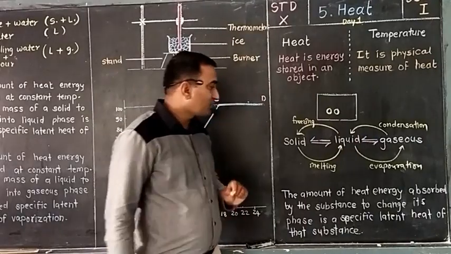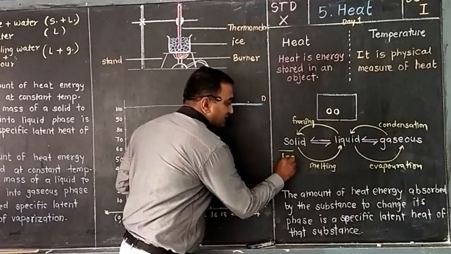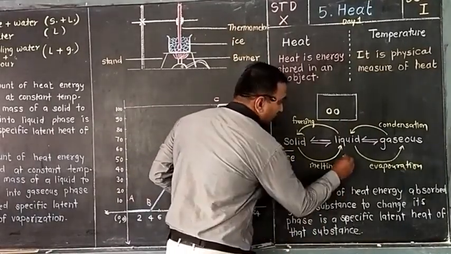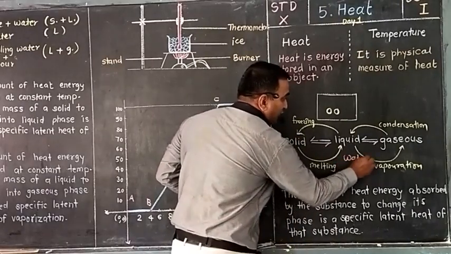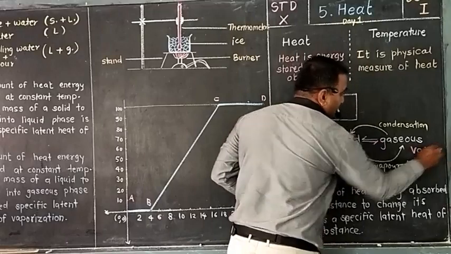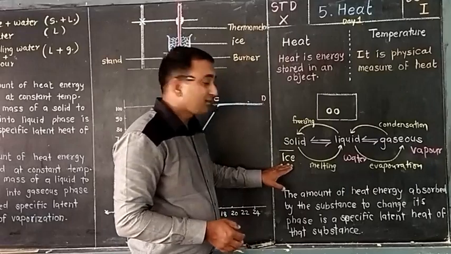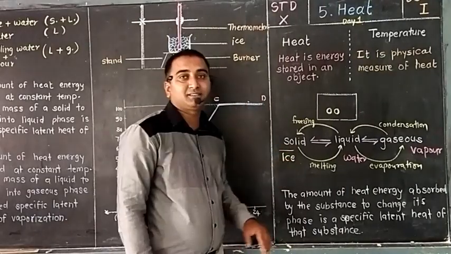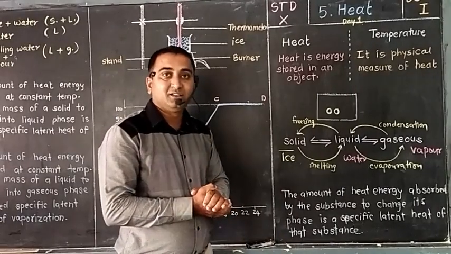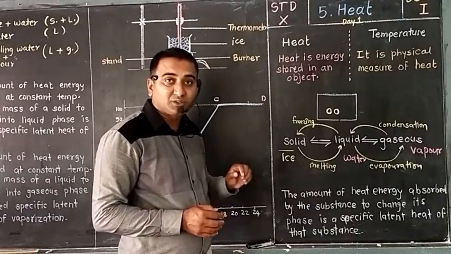But see here, what is going to happen? Suppose we consider the solid as ice. Then the liquid we consider as what? That is the water. And for example the gas, we consider this as what? Vapor. Now, what is the temperature of the ice? Definitely it is below melting point, that is below 0 degrees Celsius. So we have taken the ice and start to melt it. Then what is going to happen?